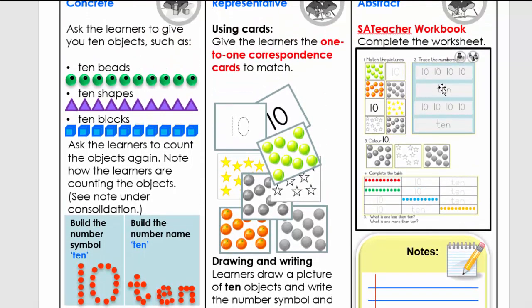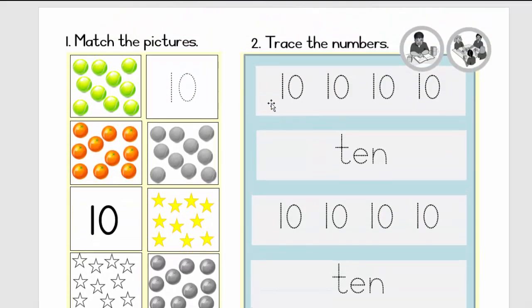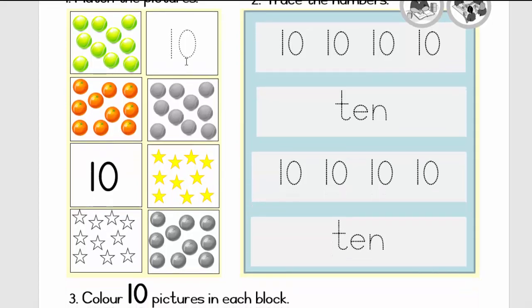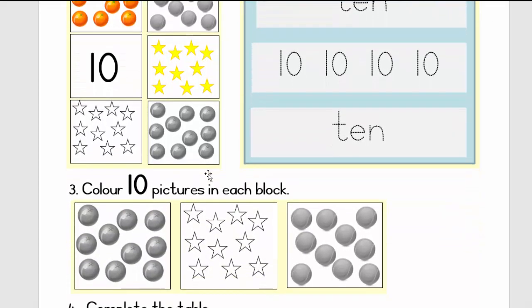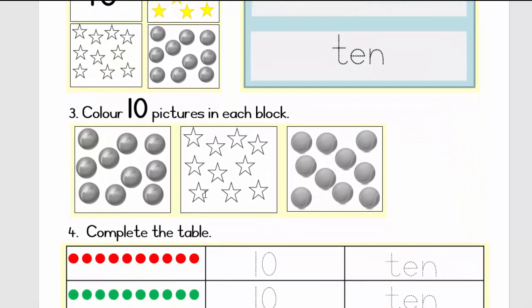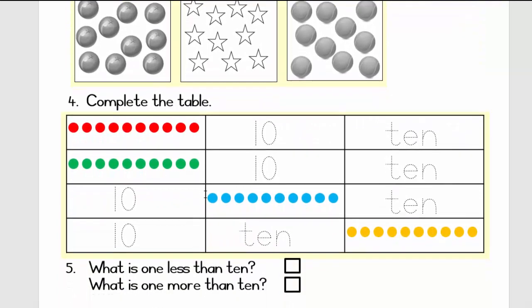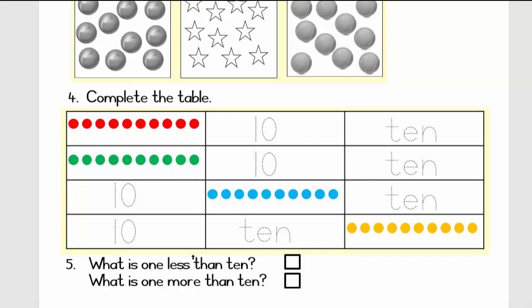Then lastly, we're going to look at the worksheet. You might already have done some work on the worksheets, but they're going to complete this by doing question number 1, 2, number 3. They're going to color the number of pictures or circle it. And then they're going to complete the table by tracing the symbol 10 and the word 10. And then lastly, we're going to put focus on the words: what is 1 less and what is 1 more than 10. They can write it down or they can just answer it orally.